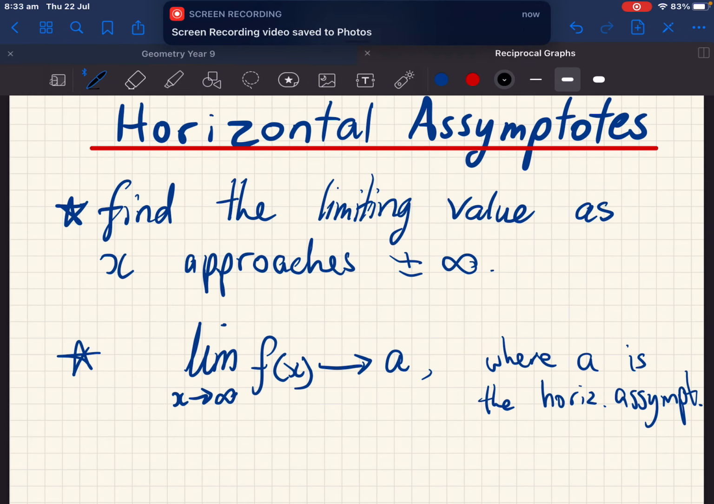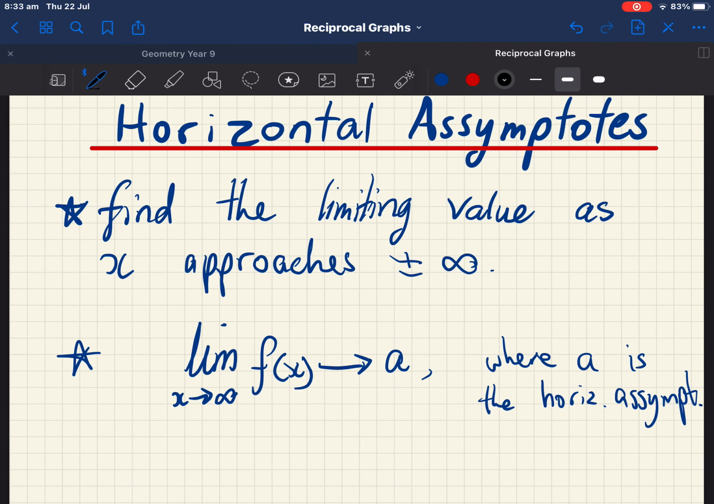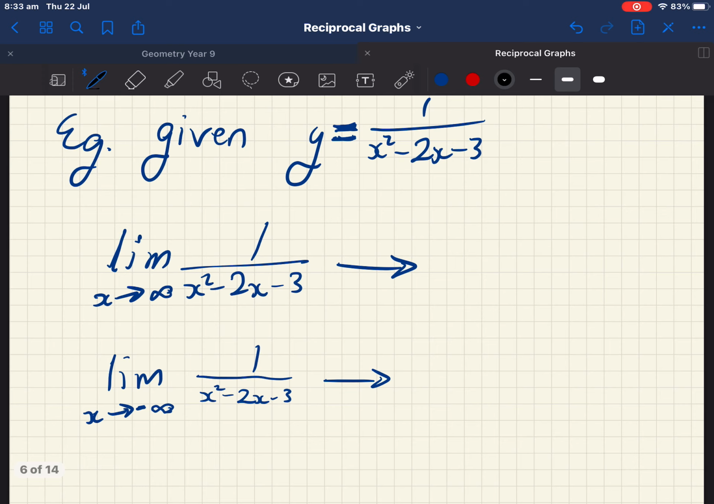These aren't always necessarily true horizontal asymptotes. Sometimes it's possible that in the middle values the function actually passes through that 0 point. But anyway, let's find the limiting value of this same function that we had previously.